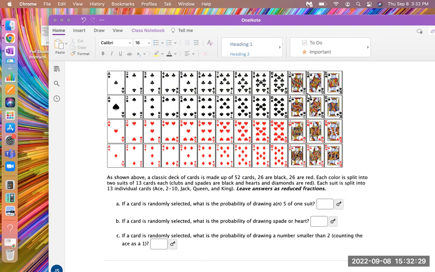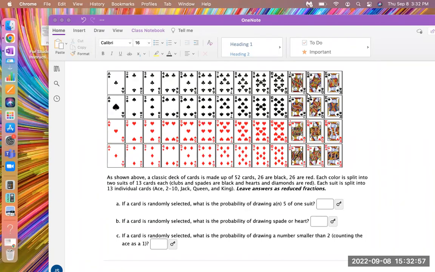I am making this video to help you solve this problem of finding the probability of cards. A classic deck of cards is made of 52 cards, 26 are black and 26 are red. Each color is split into 2 suits, 13 cards of each. So there's 13 clubs, 13 spades, 13 diamonds, and 13 hearts.